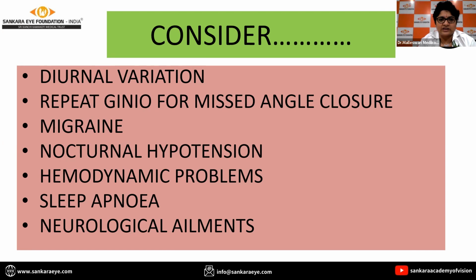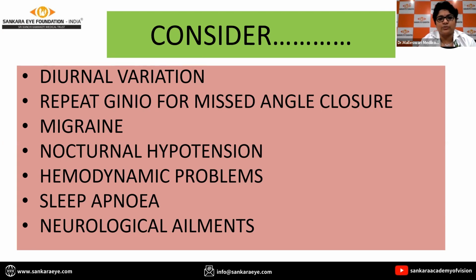And in the history, again, we need to ask for migraine or any vasospasms and nocturnal hypotension. If the patient is hypertensive and using a nighttime dose of antihypertensive medication, it can cause nocturnal dipping of the diastolic pressure, which reduces the ocular perfusion pressure, again causing progression of glaucoma. This we need to keep in mind, not only in normal tension glaucoma patients, but in all patients who are progressing despite well-controlled intraocular pressure.